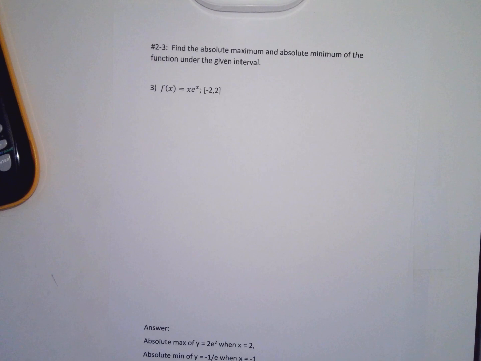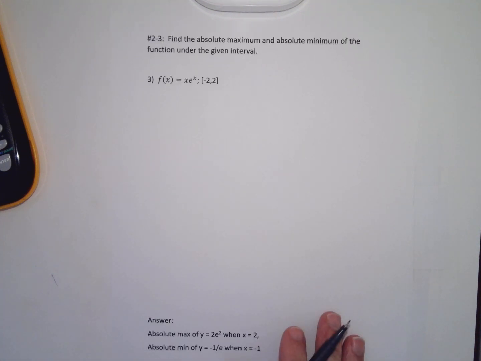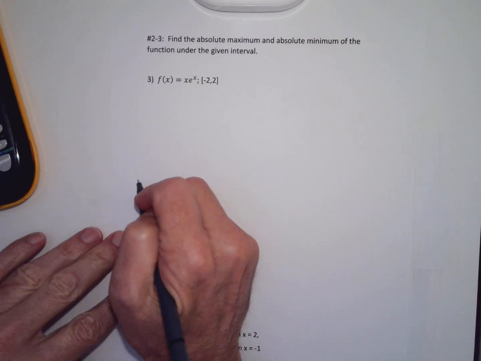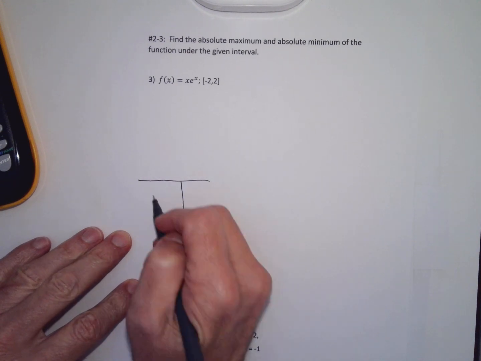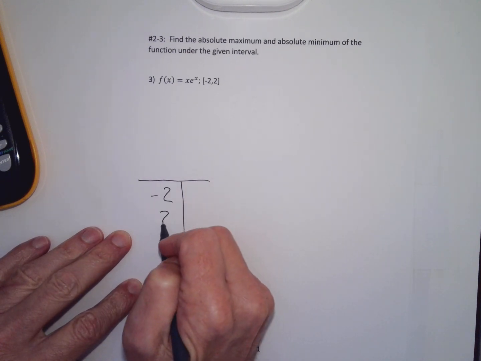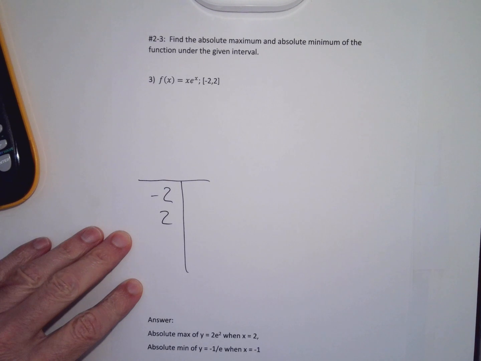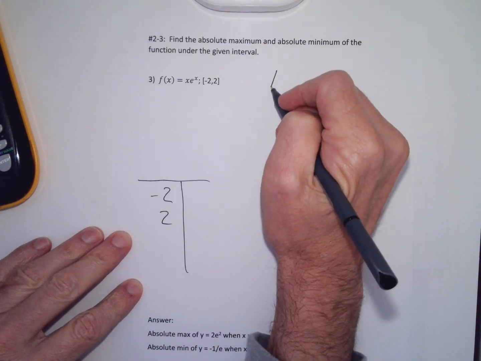3 will be on the test, and I want an answer with an e as opposed to an answer with a decimal. But I might need the decimal to figure out what is the max and what is the min. But let me start my table. My table is going to have negative 2 and positive 2. I already know the table is going to have negative 1. You may know that too.